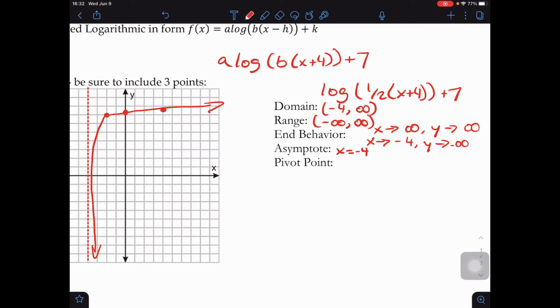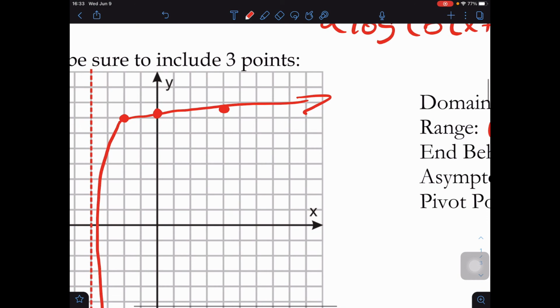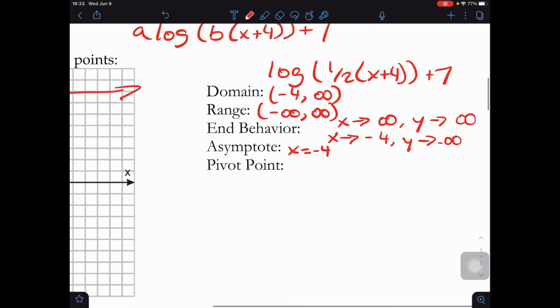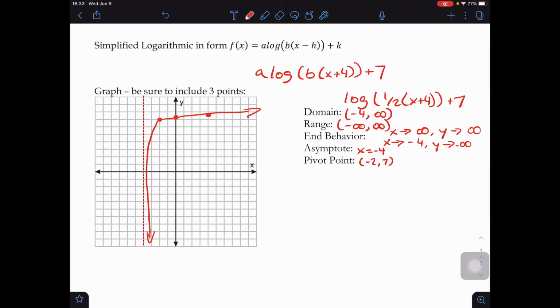Our pivot point will be... I don't believe there's any proper whole number pivot point, but I'd say our pivot point appears to be at -2 and 7. Sorry, not 2 and -7, so I'll just write that.